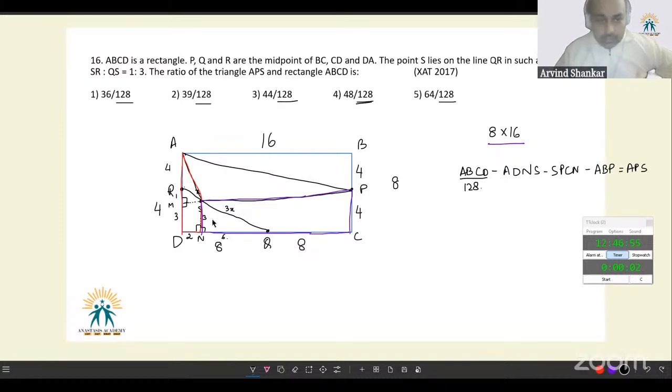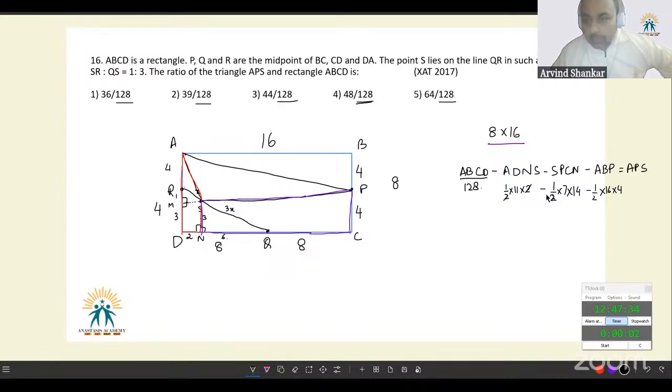Now for ADNS, the two parallel sides, one is 3, one is 8. So the area of ADNS will be half into sum of parallel sides 11 into the distance between the parallel sides, which is 2. For SPCN, sum of lengths of the parallel sides 3 and 4, 7. So half into 7 into the distance between the parallel sides, which is 6 plus 8, 14. Area of ABP is half into 16 into 4.